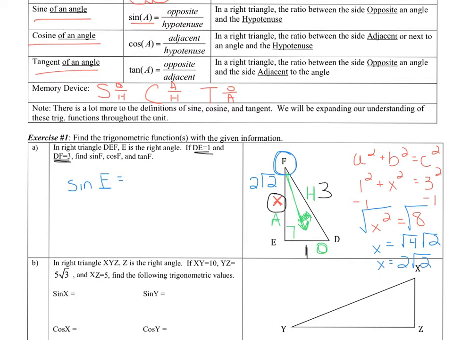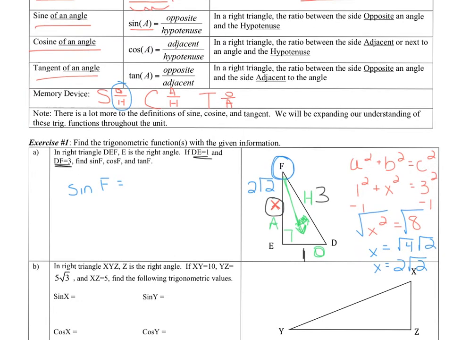So looking at sine of f, I'm just going to erase that so it doesn't look like sine of e. So looking at sine of f, we want opposite over hypotenuse. So my opposite side is 1, and my hypotenuse is 3. So we'll write that down, 1 over 3. The cosine of f, we want adjacent over hypotenuse. So the adjacent side is 2 radical 2. The hypotenuse is 3. And lastly, the tangent of f, which is opposite over adjacent, so I have 1 over 2 radical 2.